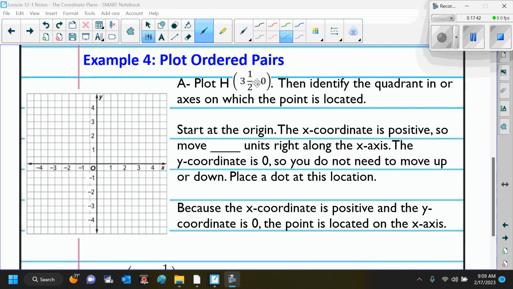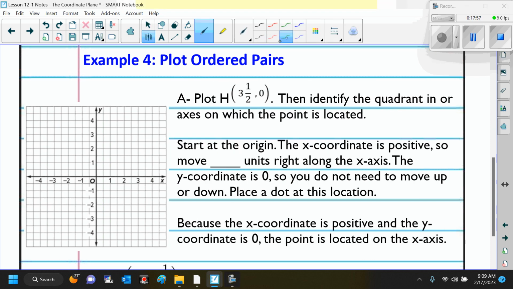All right, so example 4 is plotting ordered pairs again. Now, we'll find out at the end of this what's so different about this, okay? So, we're going to plot point H, which is at positive 3.5, comma 0. Now, always remember, it's always good to write x, comma, y, so you know which one is which, and every time you write it, it'll give you a chance to remember it, okay? So, we want to plot 3.5, comma 0, and then we want to identify its location.